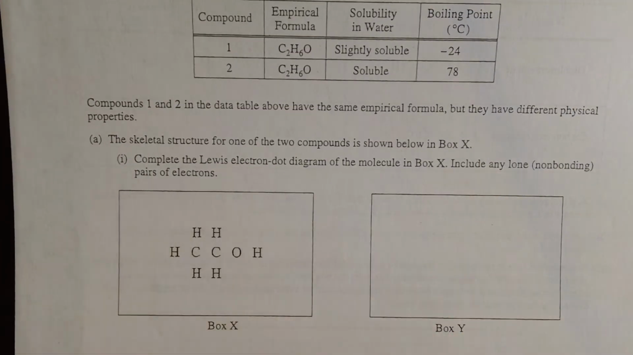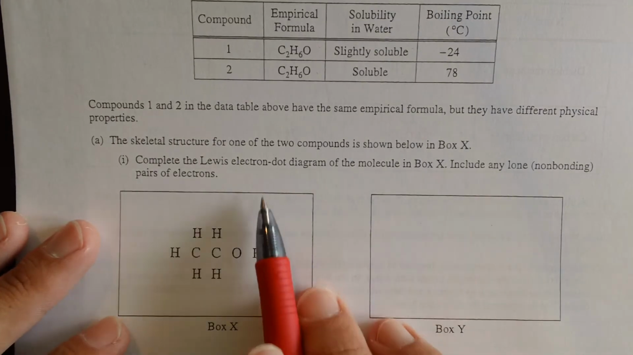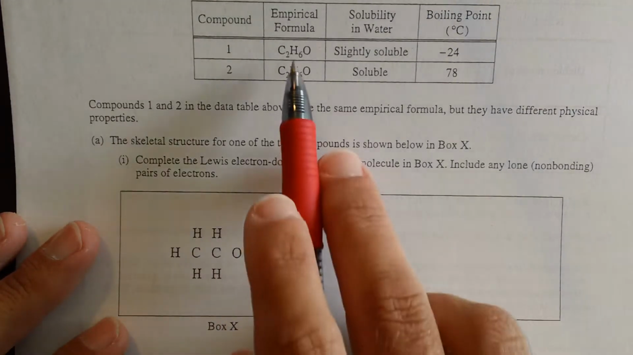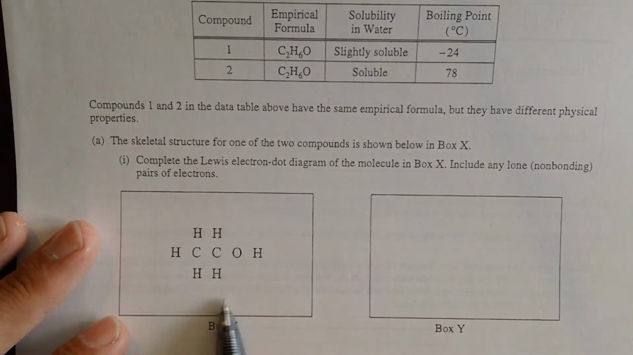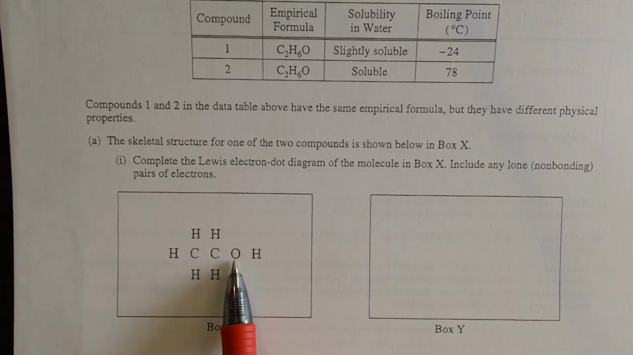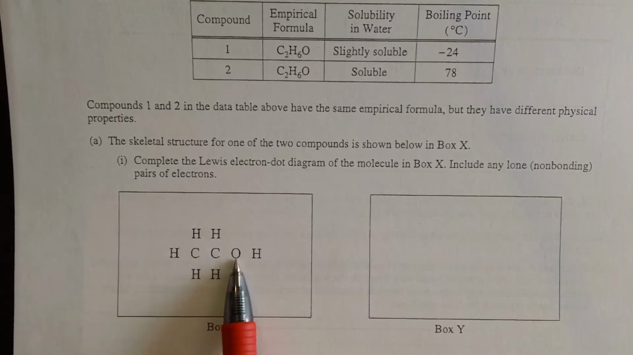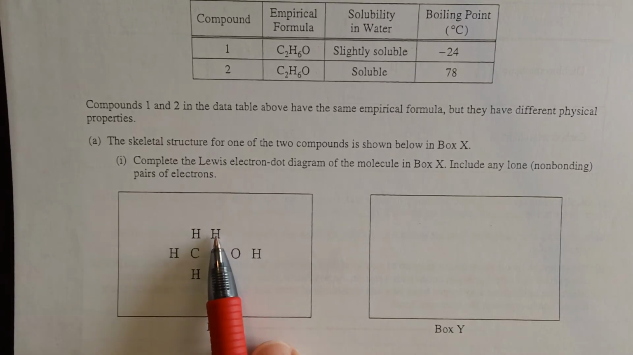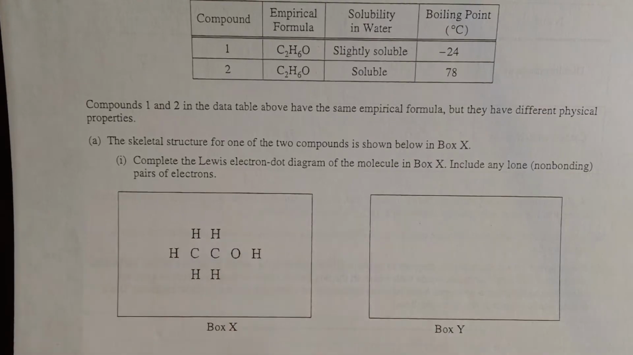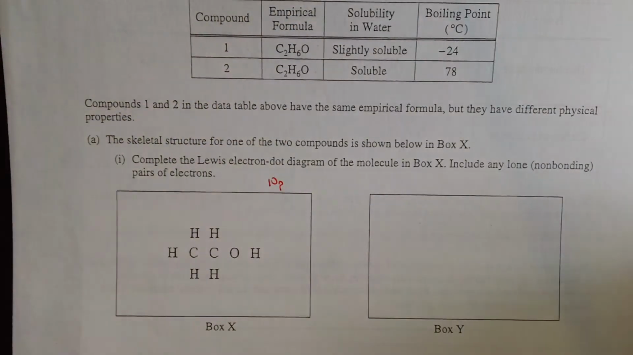It says complete the Lewis electron dot diagram of box X, including any lone non-bonding pairs. So we have these C2H6O sitting in this box. They've drawn the skeletal structure. We just have to include the bonds in there. I like to count up electron pairs. So we've got oxygen has 6. Each of those carbons has 4, so that's 4, 8 plus 6, 14. And then 6 more from the hydrogens gives us a total of 20 electrons, or 10 pairs of electrons.